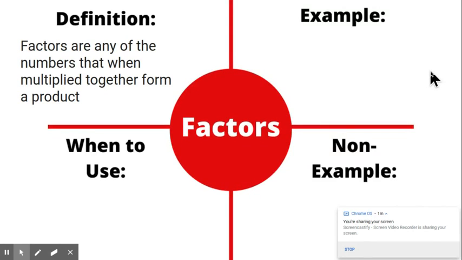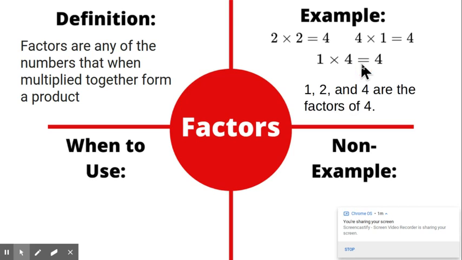So a definition of a factor. If you're in Mr. Lambert's class, grab out your vocab binder and put this definition down. Factors are any of the numbers that when multiplied together form a product. So like 5 and 3. If I multiply those together, I get the number 15. 15 is my product, so factors of 15 would include 3 and 5.